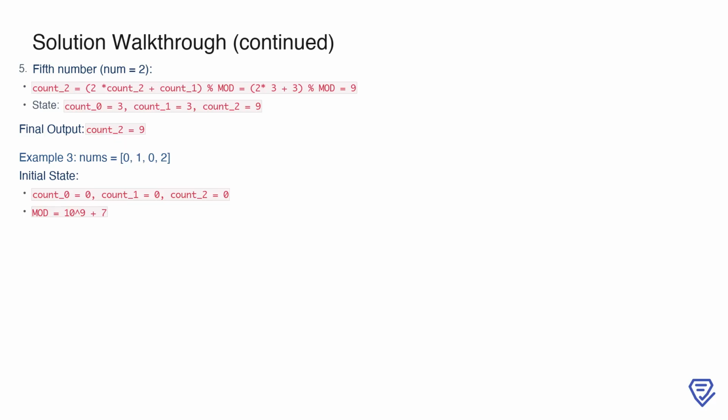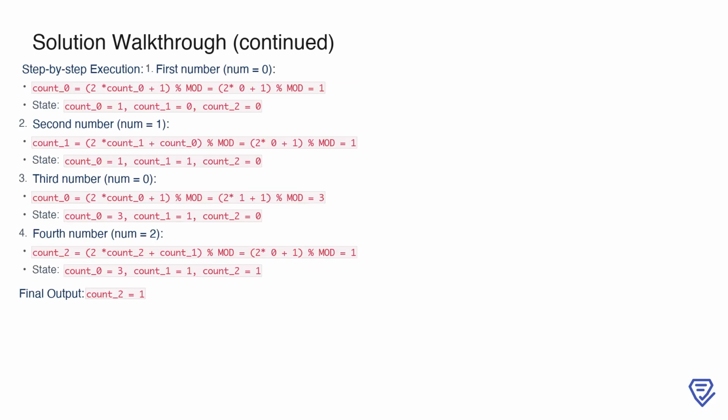Moving on to the third example, nums equals 0, 1, 0, 2, we once again initialize all counters to 0 and proceed step by step. The first number is 0, so count_0 is updated to 1 using the formula count_0 equals 2 * count_0 + 1 % mod. The second number in this sequence is 1. Using the formula count_1 equals 2 * count_1 + count_0 % mod, and with count_0 currently at 1, we calculate count_1 to be 1. The third number is another 0.